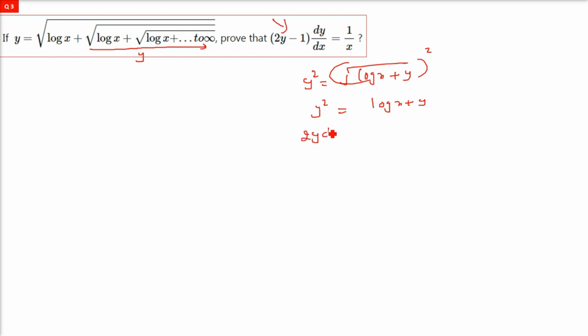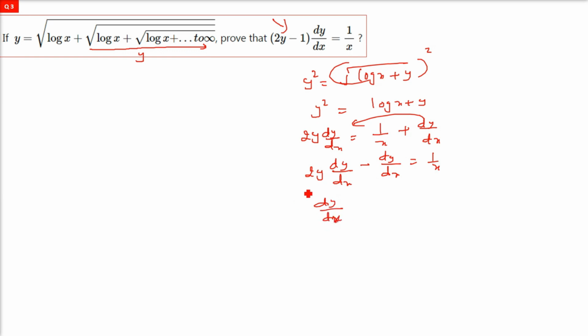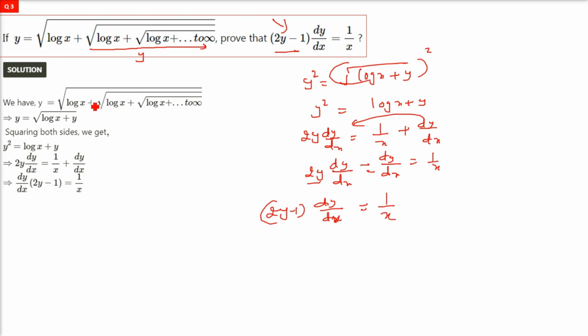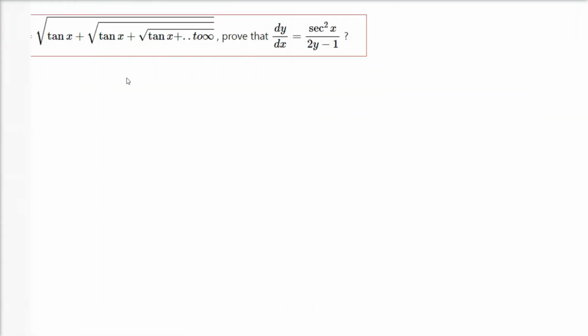Now differentiate both the sides, 2y dy by dx is equal to, derivative of log x will be 1 by x, plus y dy by dx here. And then dy by dx, bring it here. So 2y dy by dx minus dy by dx from left to right, and what is remaining here is 1 by x. Now take dy by dx common here. You will get 2y minus 1, so write 2y minus 1 is equal to 1 by x. Now dy by dx can be written as 1 by x with 2y minus 1 in the denominator. But since the answer is asking like that, we'll keep it like that.